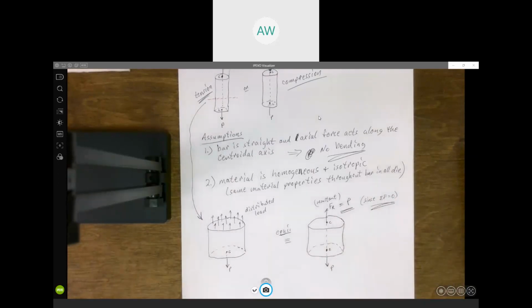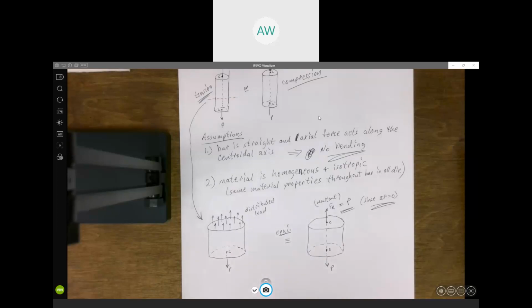I've got to have P acting up. And so the normal force acting on that cross-section has got to be the same as P. Now, I've kind of depicted this distributed load as being nice and uniform. Now, and again, this is something else. In reality, it depends on how far away you are from the end.